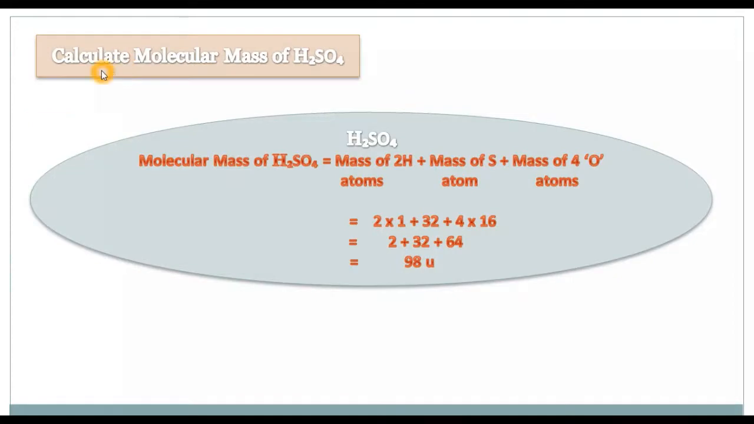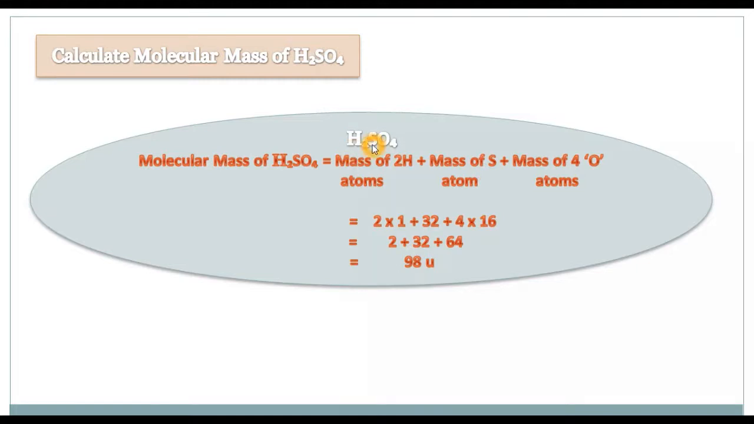Now let's calculate the molecular mass of sulfuric acid, hydrogen sulfate, H2SO4. Again, the molecular mass is equal to the sum of atomic masses of the elements. Which elements are present in sulfuric acid? Hydrogen, sulfur, and oxygen. So we have to sum their atomic masses. First, the mass of two atoms of hydrogen; 2H here is two atoms of hydrogen.